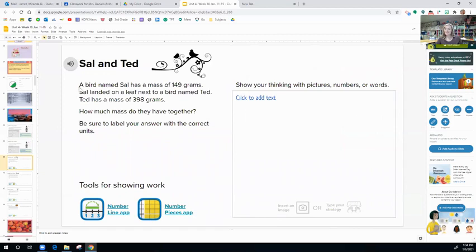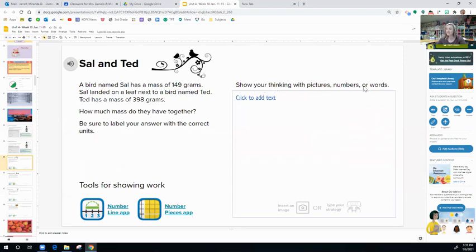So here it says a bird named Sal has a mass of 149 grams. Sal landed on a leaf next to a bird named Ted. Ted has a mass of 398 grams. How much do they have together? Be sure to label your answer with the correct units. Now remember that units is telling us the kind. So if it's grams or if it's kilograms or liters, we want to make sure that we label the unit. Unit means one or the type.